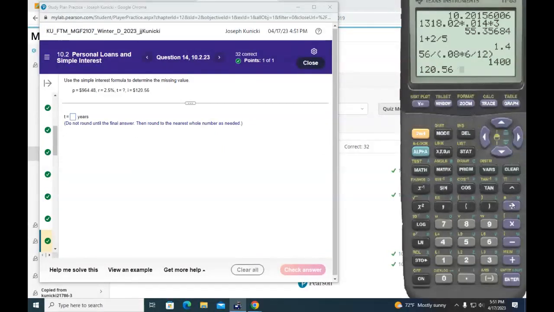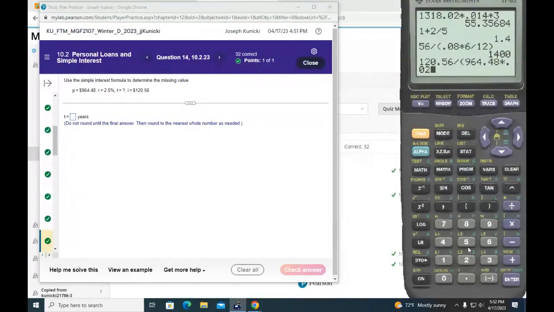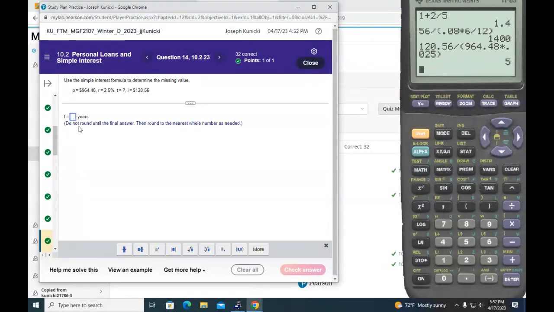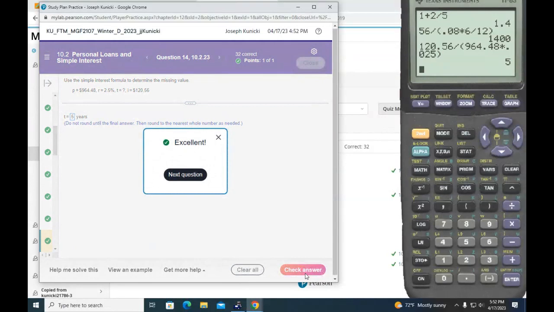120.56, divided by parentheses. P is $964.48 times R, which is 0.025. Right? Look at that. A dead on answer. Sometimes they get them like 4.9999999 or 5.000001. So when you round it to the nearest whole number, yeah. So it's 5 years. All right. Good.